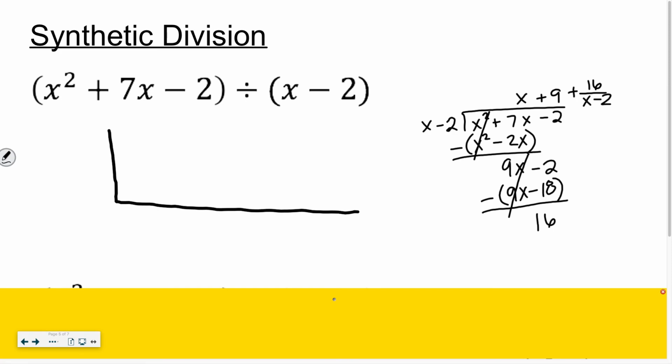Inside the synthetic box will be the coefficients to your dividend. So with synthetic, we don't use any x's. So what is the highest exponent in this polynomial? 2. X squared. So I have to have a column for x squareds, x's, and numbers. And again, I'm only going to put in their coefficients. So that's the number in front of the term. So for x squared, I would put in a 1, 7, -2.